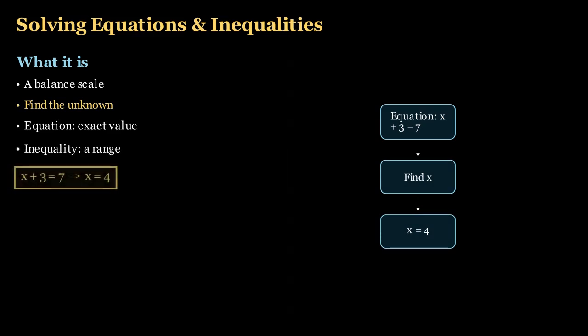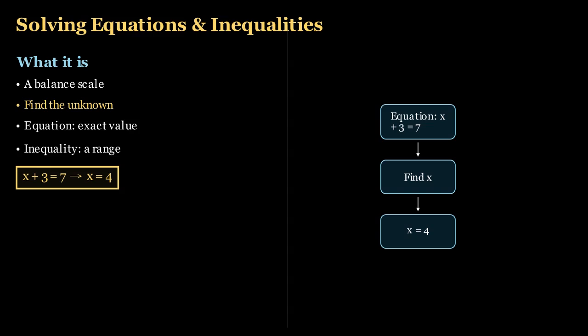An equation has an equal sign, and it tells us two things are exactly the same. An inequality, on the other hand, uses signs like less than or greater than. It's like saying one side of the scale is definitely heavier than the other. So instead of one exact answer, an inequality gives us a whole range of possible values that make the statement true.